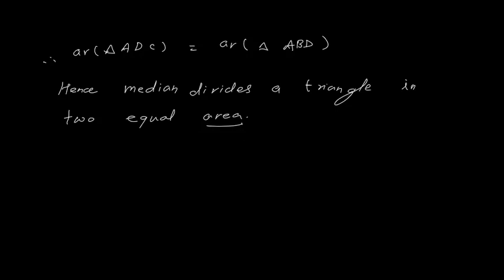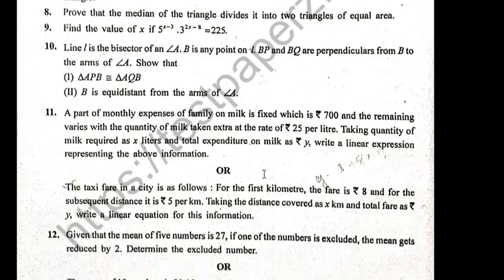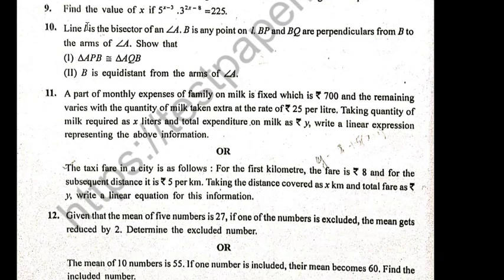Okay, now the next problem which we are seeing is the 10th question. Line L is the bisector of angle A. B is any point on L. B is a point on line L. BP and BQ are perpendiculars from B. So line L is the bisector of angle A. One by one we will do.